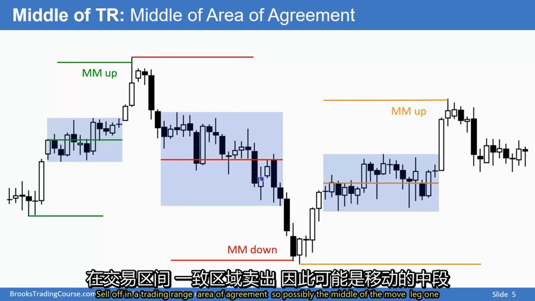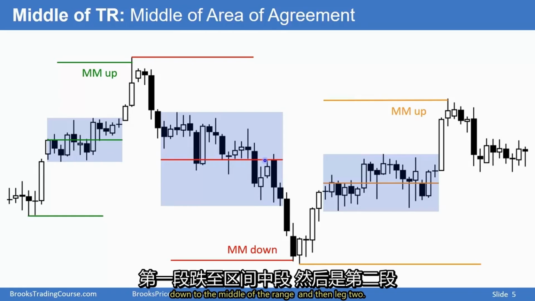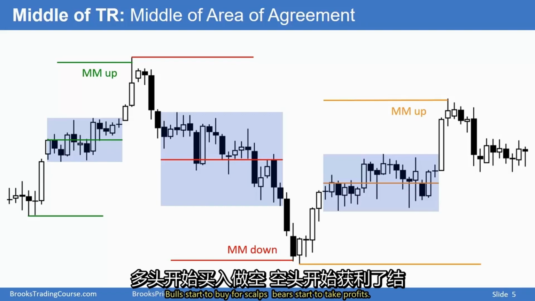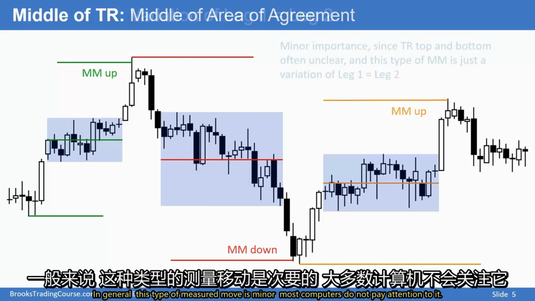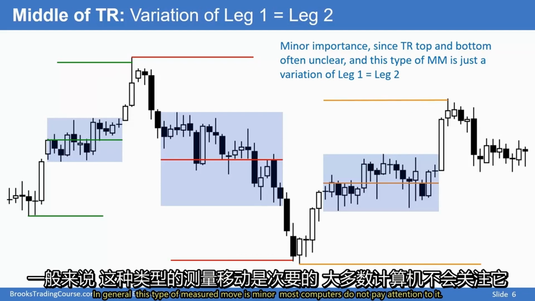Sell-off in a trading range, area of agreement, so possibly the middle of the move. Leg 1 down to the middle of the range, and then leg 2. Bulls start to buy for scalps, bears start to take profits. In general, this type of measured move is minor. Most computers do not pay attention to it.